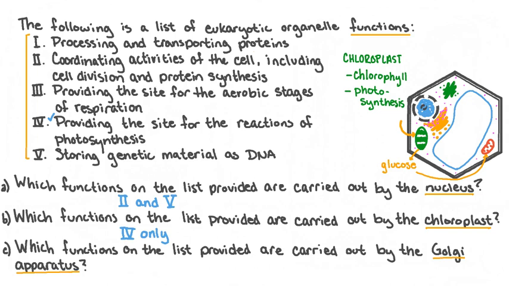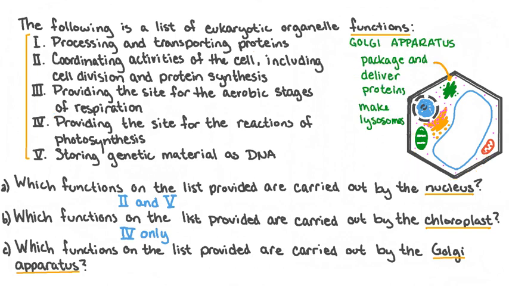Finally, let's take a look at the Golgi apparatus. The Golgi apparatus looks like a stack of flat, membrane-bound sacs. It performs the function of packaging and delivering proteins in structures called vesicles. It also makes a specialized vesicle called a lysosome, which is responsible for breaking down and recycling old cell materials. So now we're ready to take a look at our list, and the function of the Golgi apparatus is processing and transporting proteins.